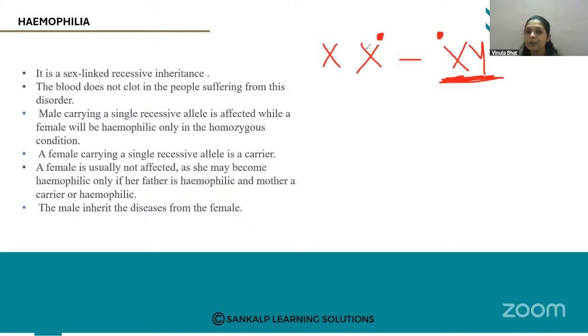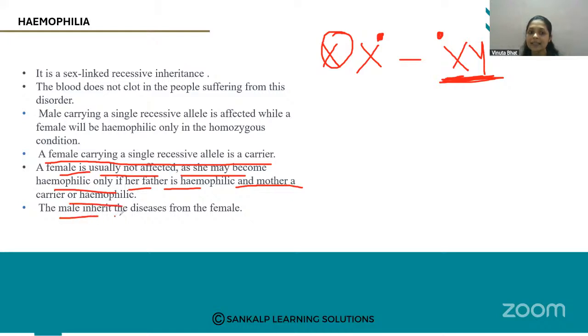In females, if only one X chromosome is affected, another one is there, so there is less chance of affecting the females. A female carrying a single recessive allele is a carrier. A female is usually not affected, and males may become hemophilic only if the father is hemophilic and the mother is a carrier. The male inherits the disease from the female. So how does the disease come to males? It comes from females.